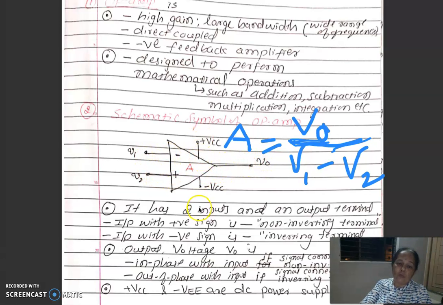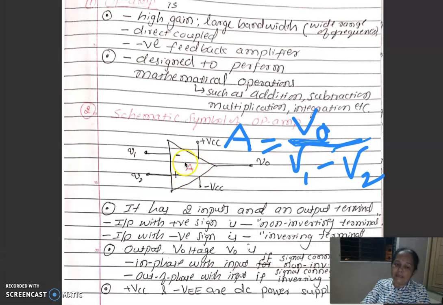It has two power supplies connected. Out of the two inputs, the input marked with the minus sign is referred to as the inverting terminal, and the input marked with the positive sign is referred to as the non-inverting terminal. And the two supplies: one is VCC, the negative supply is VEE. You'll have to rectify this. It is VEE. And the output is available here.